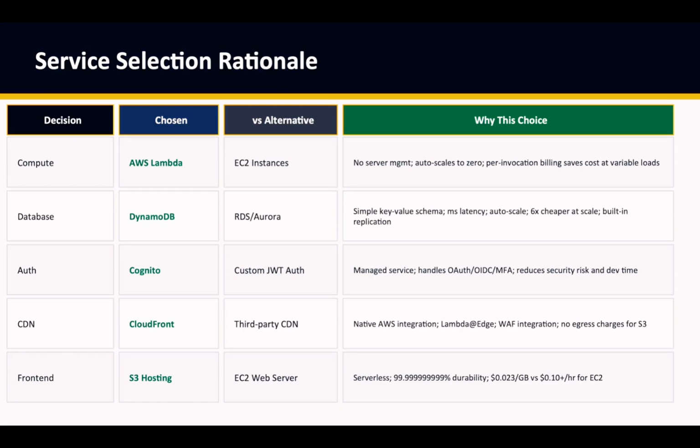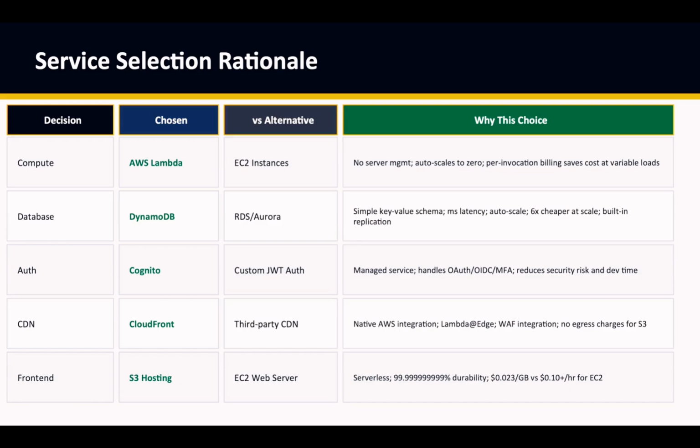Coming on to service selection rationale, this slide shows the key architectural decisions and why I made them. I'll go through each one briefly. For compute, Lambda over EC2. Lambda is serverless, there are no instances to manage, it scales to 0 when idle, and billing is per millisecond of execution. For a shopping site with unpredictable bursty traffic, this is far more cost effective than paying for EC2 instances around the clock.